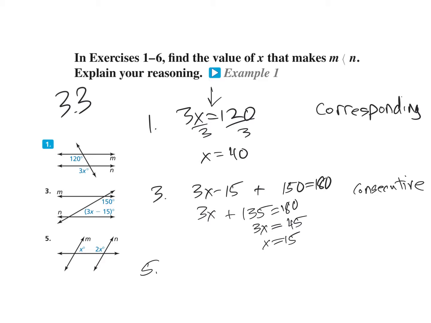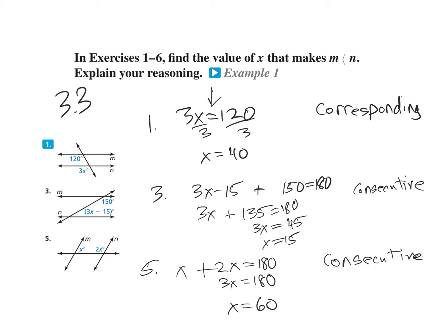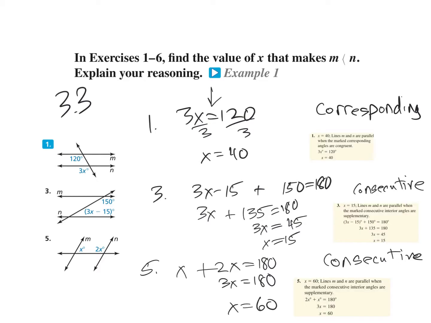Number 5, again, x and 2x are consecutive. So you add them together and set them equal to 180, and that'll tell you what x has to be for m and n to be parallel. So 3x equals 180. Divide off the 3, x is 60. And there are your answers, which is what we got. All right, let's move on.